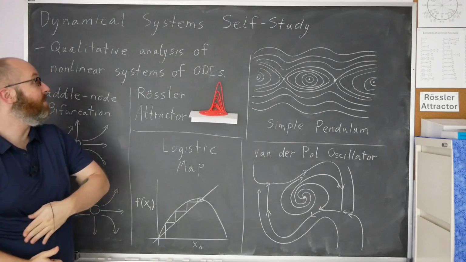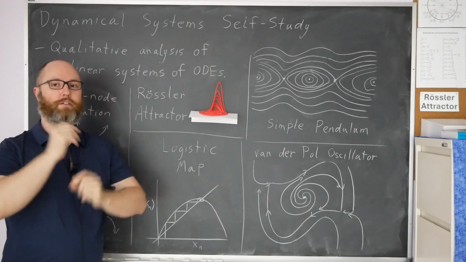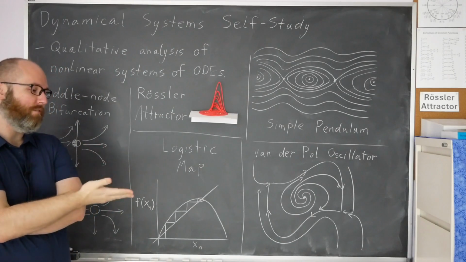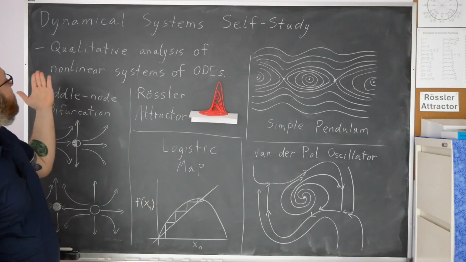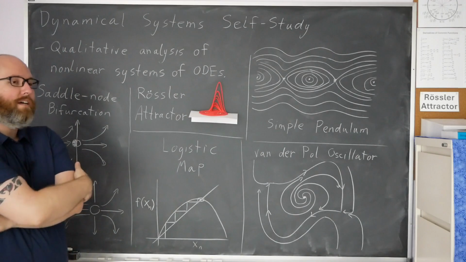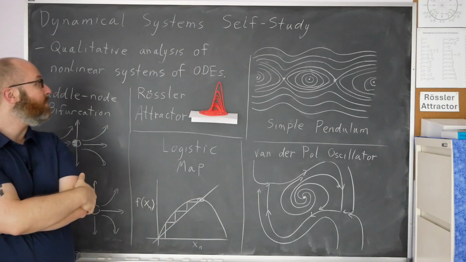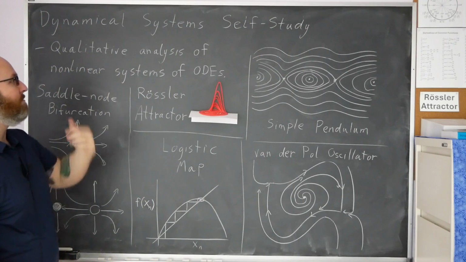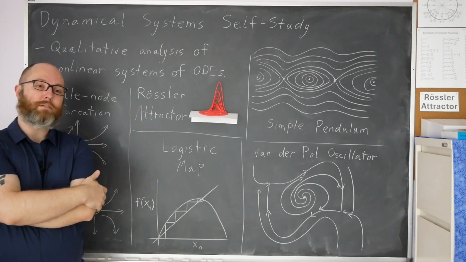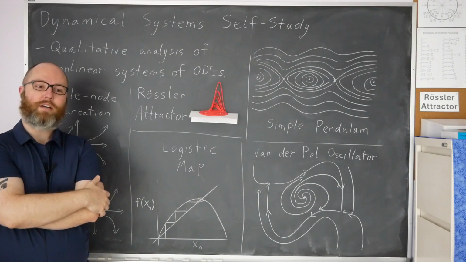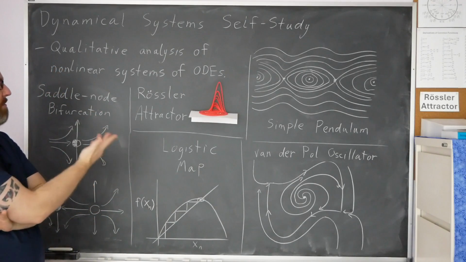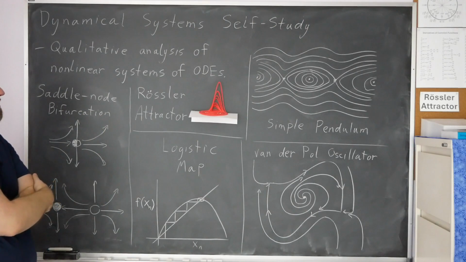So now that you're at or near the end of an introductory ordinary differential equations course, if you were to take another course after this, it could be partial differential equations, but it could also be dynamical systems. That deals with ordinary differential equations mostly, and it's the qualitative analysis of nonlinear systems of ODEs. So pretty much you give up on trying to solve them exactly, get an exact solution, and instead you make qualitative statements about them.